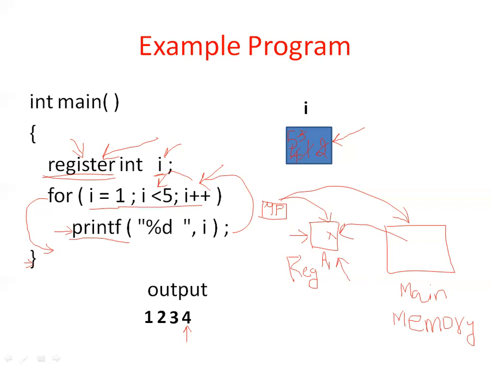So that's why we cannot guarantee that the memory for this I will be allocated in a CPU register, even though we used the register storage class. Clear?